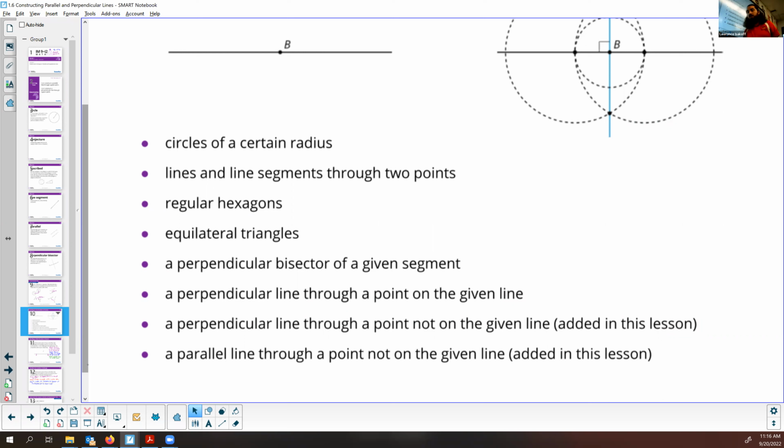We learned how to make a perpendicular bisector. So remember, to get a perpendicular bisector, you put it on one of the endpoints. You need to be more than halfway, and you draw a big arc. Then with the same arc setting, you go to the other endpoint and draw a big arc where they cross. If you draw that line, that gives you your perpendicular bisector, which can help us draw a perpendicular line through a point. A perpendicular line through a point not given on the line, that's what we're going to do today, and a parallel line.